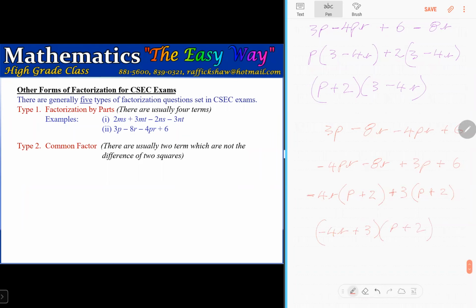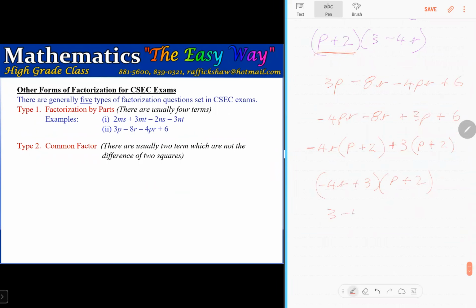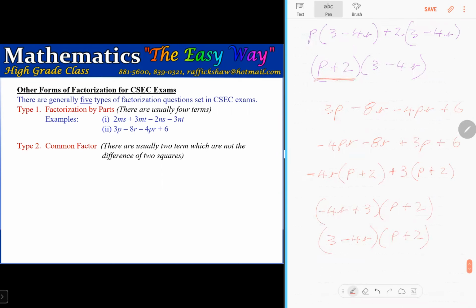Essentially the same two brackets I have now. Because it's p plus 2 here, plus 2, and this is 3 minus 4r, or minus 4r plus 3, same as 3 minus 4r. So essentially it's the same thing I have. Instead of minus 4r plus 3, I can write 3 minus 4r. So it's the same factors I get: p plus 2, p minus 4r.